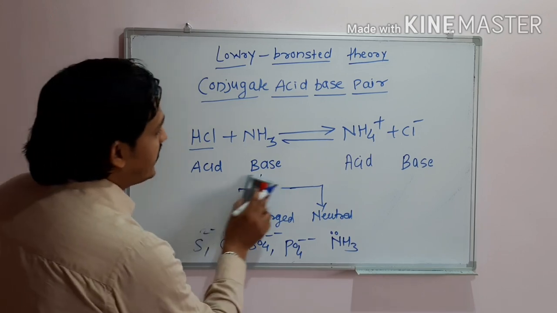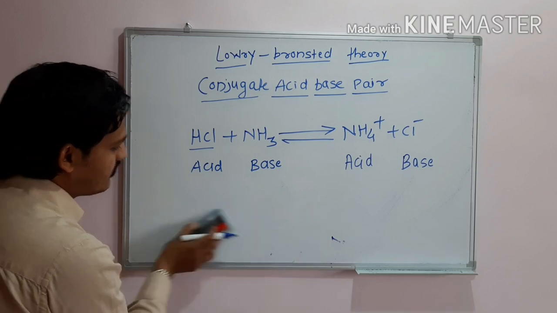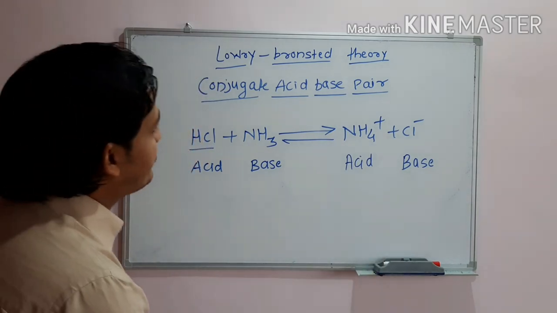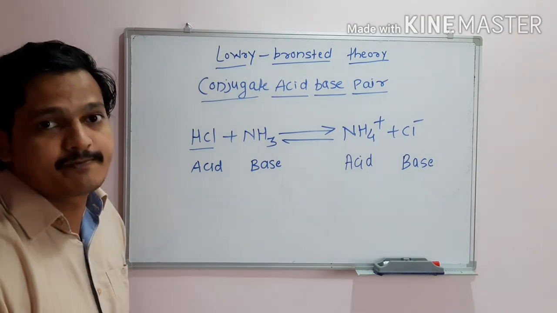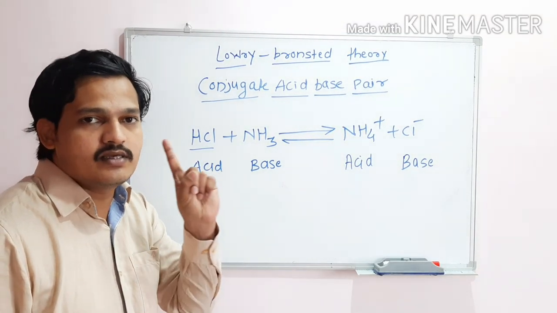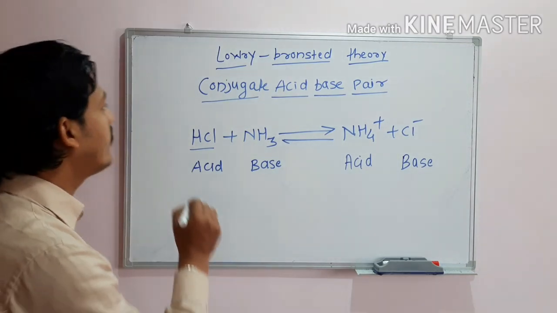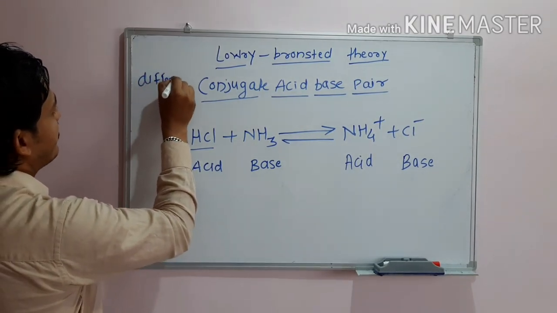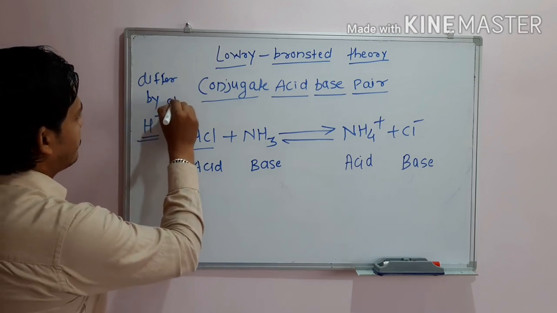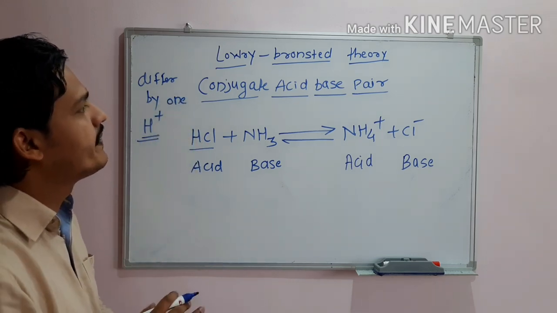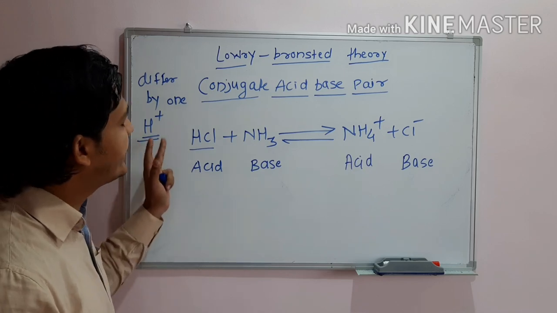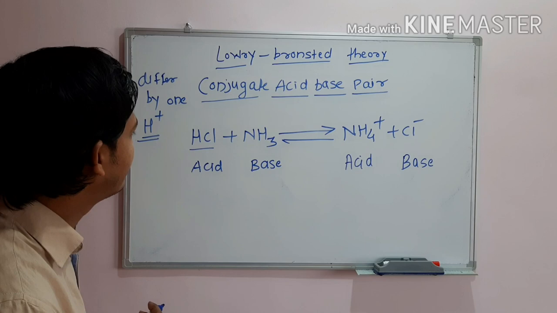Okay, so let us focus on conjugate acid base pair. So what is a conjugate acid base pair? First of all, I am telling you the definition. The acid base pair which differs by one proton. One proton means a proton, that is, one H+ ion. The acid base pair which differs by one proton is called a conjugate acid base pair.